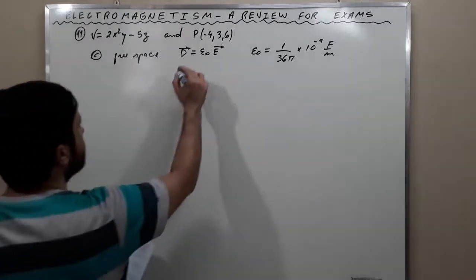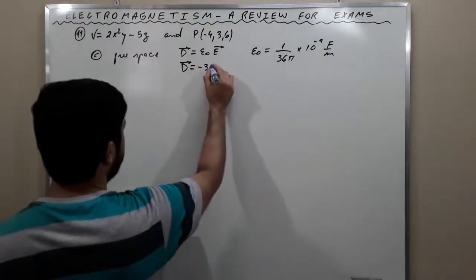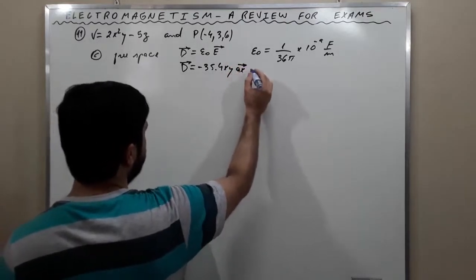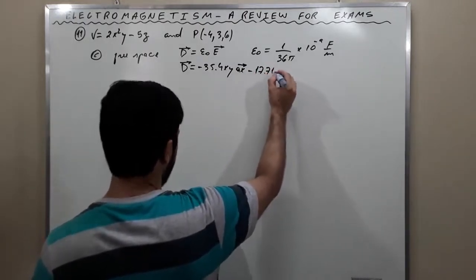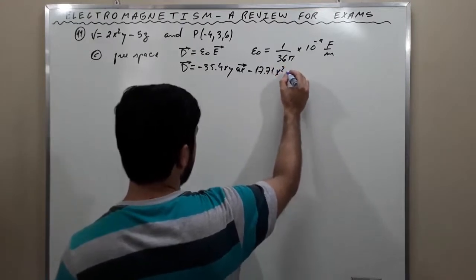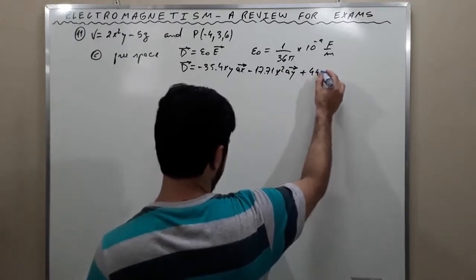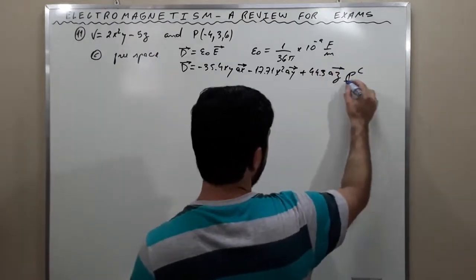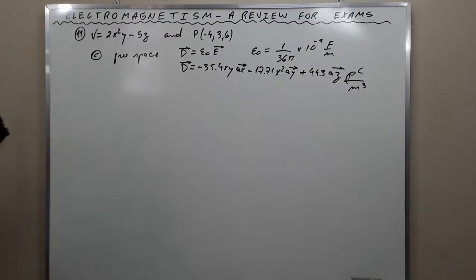electric flux density is negative 35.4xy in the ax direction, minus 17.71x squared in the ay direction, plus 44.3 in the az direction, picocoulombs per meter cubed. So this is D, the electric flux density.